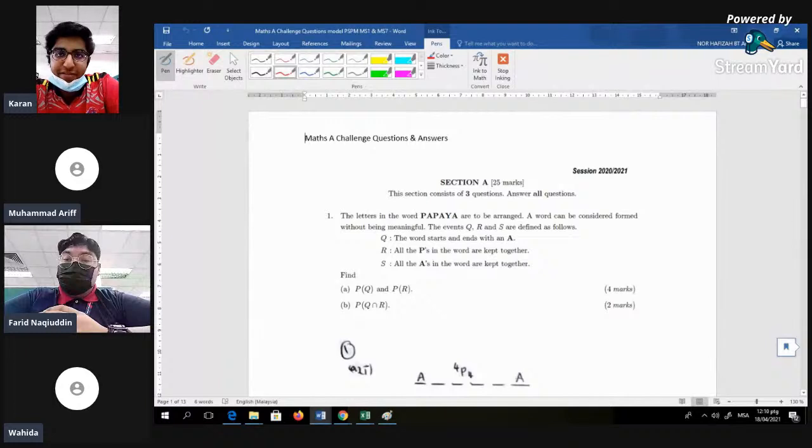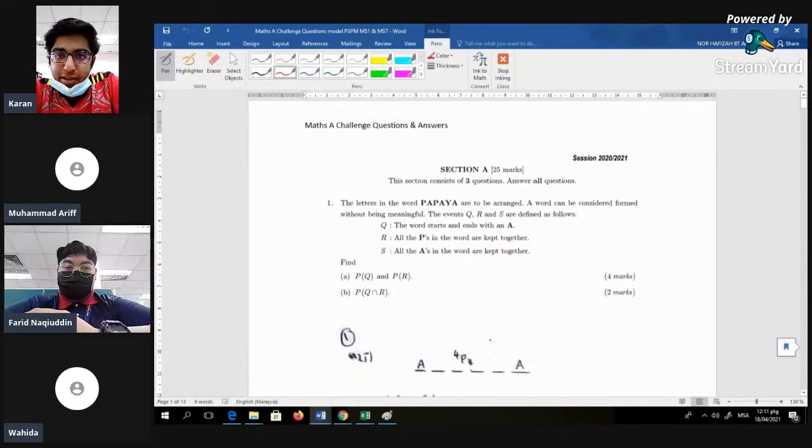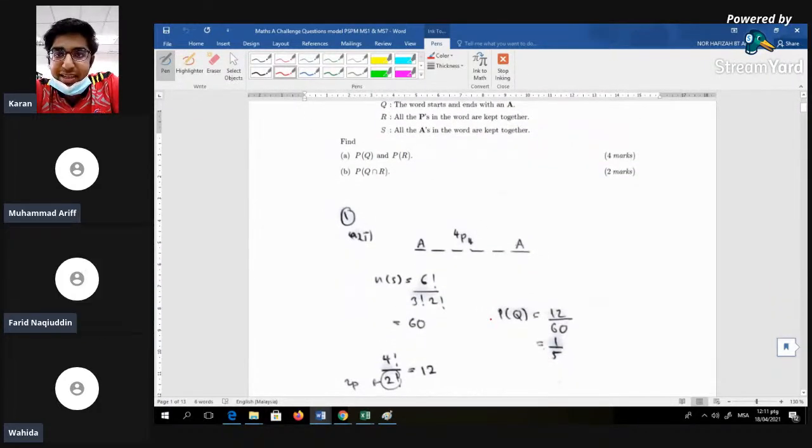So first of all, the first thing that I noted when I answered this question was the fact that S is not at all involved in the question. So that is the first thing you should cross out. And then let's go on with the working. You'll notice the word papaya has got 6 letters, P-A-P-A-Y-A. And so the question requires us to find the probability of Q.